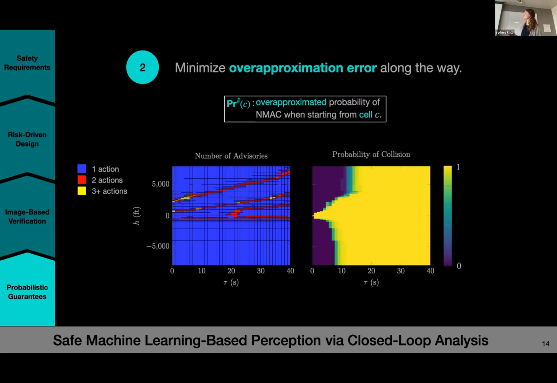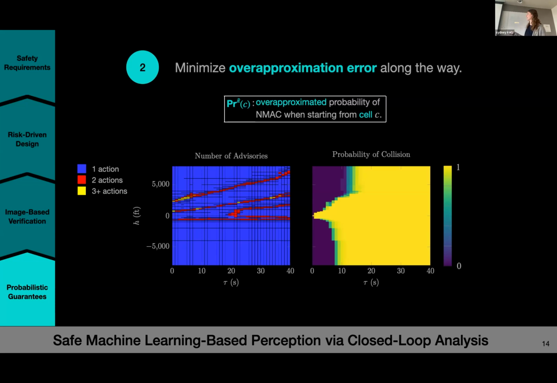So this plot on the left is showing the partition of the state space into those cells, where the different colors correspond to a different number of actions that are possible in these cells. And the plot on the right is showing this over-approximated probability of collision that we were calculating for all states in this 2D slice of the state space.